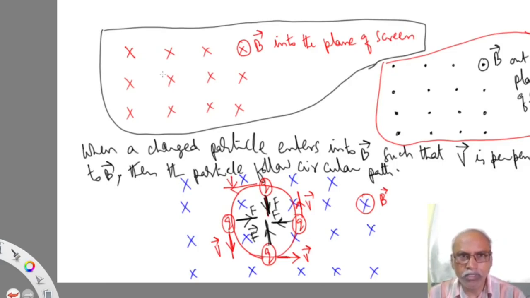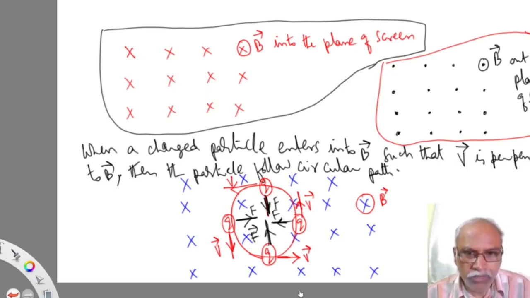Then we did that magnetic field is represented by drawing some symbols. If we draw cross marks, that means the magnetic field is into the plane of the paper. If we draw dots on a paper, dots indicate the magnetic field is out of the plane of the paper. Also, when a charged particle enters a magnetic field such that the velocity is perpendicular to B, then the particle will follow a circular path. Very important point. You get many questions in the CBSE examination on this concept.